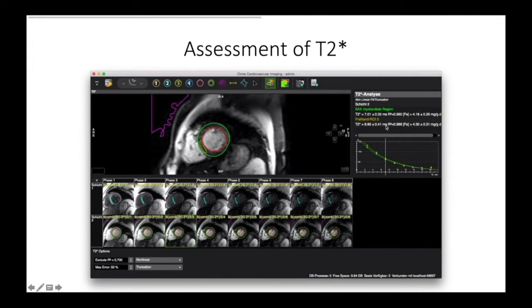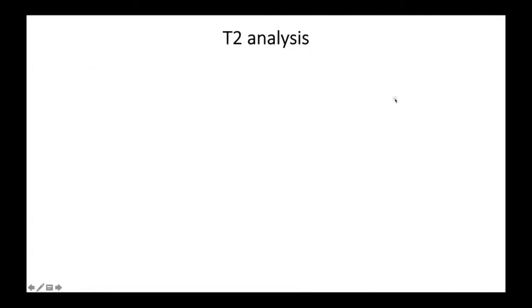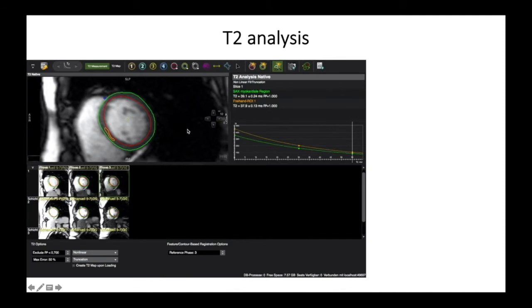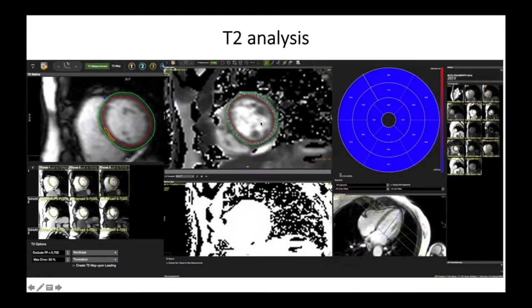Similarly, T2 analysis can also be done for myocarditis. Once you load the T2 mapping sequence, you can check for the quality of acquisition by checking the curve fitting, and just drawing a ROI will give you the T2 value in that region of interest. Similarly, you can generate AHA plots, bullseye plots with the T2 values in each sector overlaid in the corresponding sector.